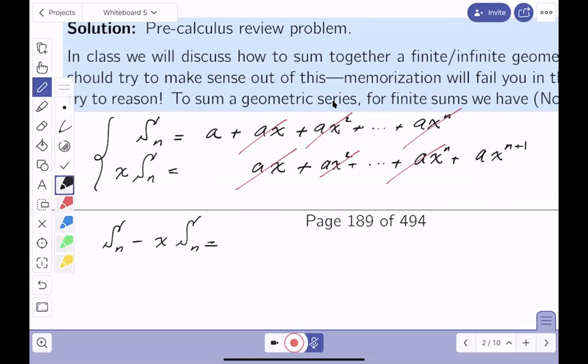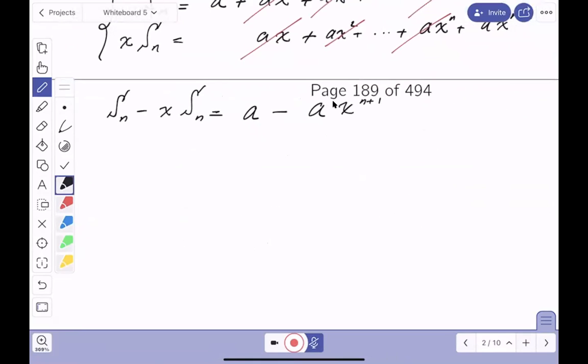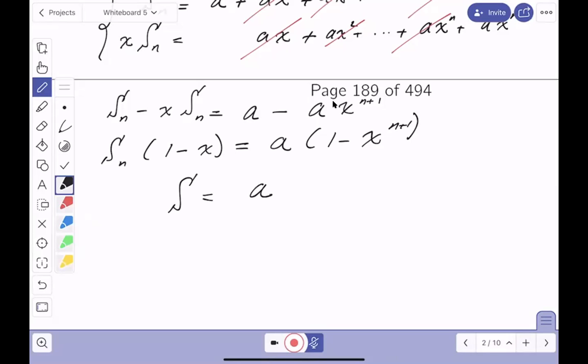And what are you left off with? Well, you're left off with minus a x to the n plus 1. I'm going to keep moving forward. On the left, I'm going to factor out Sn, and you would get 1 minus x. And on the right, I'd factor out a, and you would get 1 minus x to the n plus 1. Then I'm going to divide both sides by 1 minus x, and I get this.